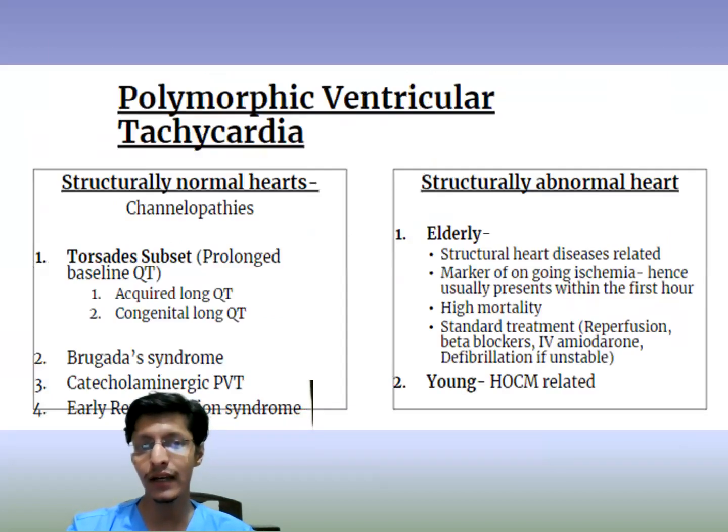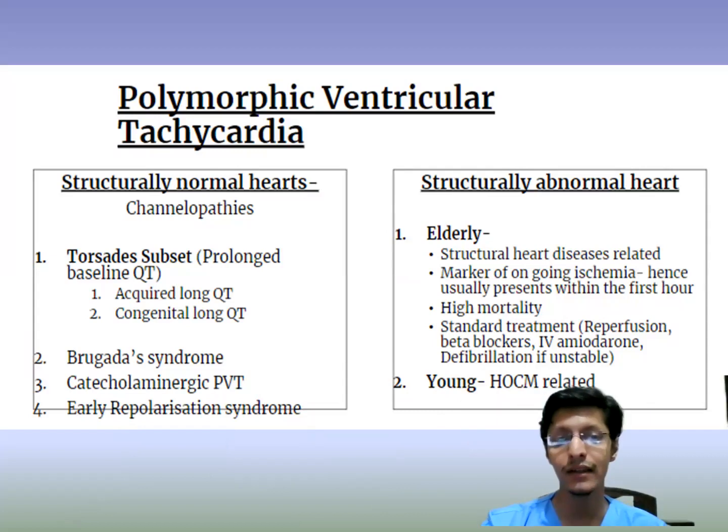Polymorphic ventricular tachycardia, Torsades de Pointes will come inside it. Brugada syndrome, which has a coved ST segment with T-wave inversion. You have catecholaminergic polymorphic ventricular tachycardia and early repolarization syndrome.